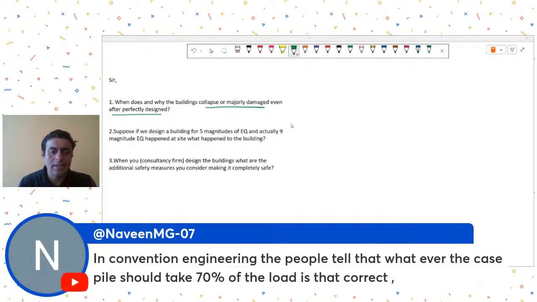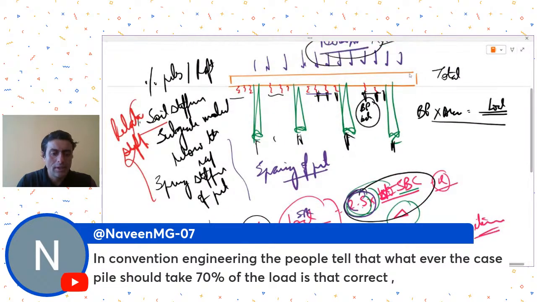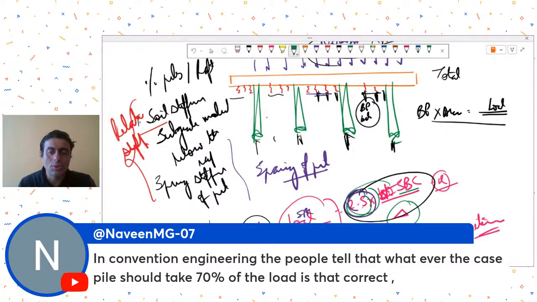Mr. Naveen MG is adding to his earlier query: in conventional engineering, people say that whatever the case, piles should take 70% of the load. No, no. As I explained, it's not about how much it should take. You may desire it, because you want to provide piles, because you have decided that you want to provide piles.